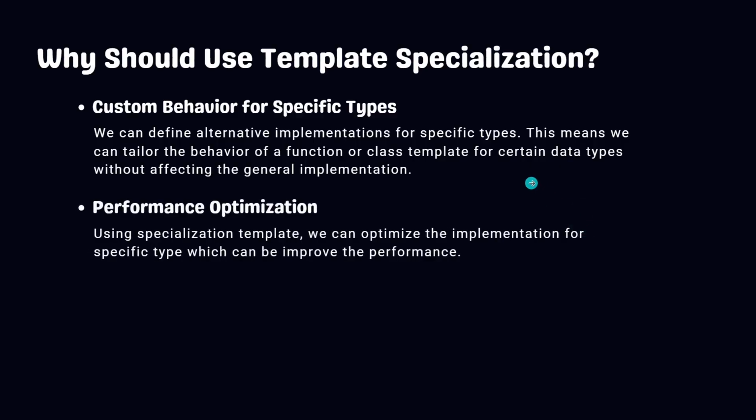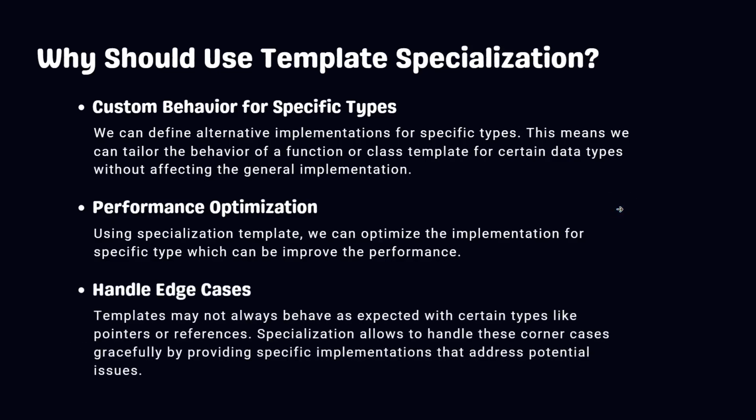Another reason is performance optimization. Consider you are writing a sorting example, this is just an example I am giving you. If you are writing a templated sorting example, it works very well for all the data types, but for one data type it is not working properly. In this case, you can use template specialization for that particular data type and change the implementation for good performance. That means template specialization also handles performance optimization for a particular data type.